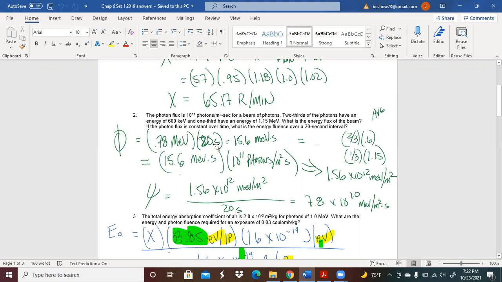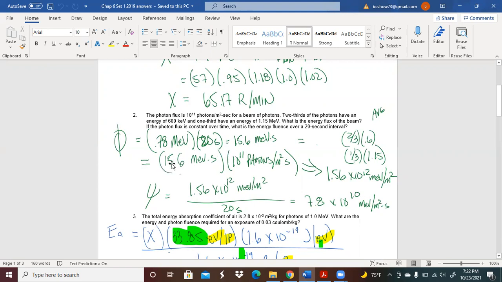Now we are going to multiply that here over the number of seconds, which I don't think I got to because I didn't read the second part. If the photon flux is constant over time, what is the energy fluence over a 20-second interval? So we take our energy here, we multiply it by the time. And so we have 15.6 MeV seconds.